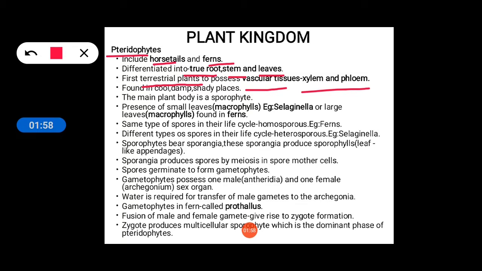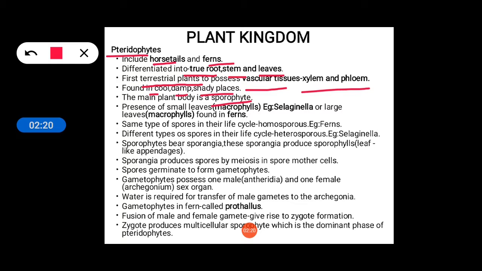So, in pteridophytes, vascular tissues are present, and they are found in cool, damp, shady places. These are the habitats of pteridophytes. They live in cool, damp and shady places. The main plant body is a sporophyte. The main plant body is sporophyte, that is 2N.